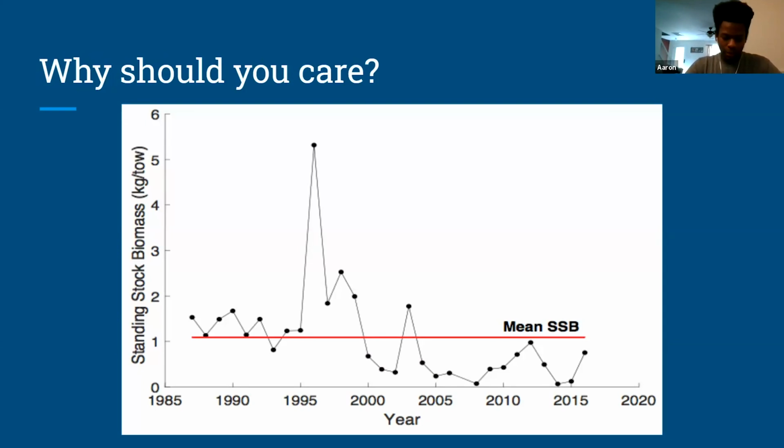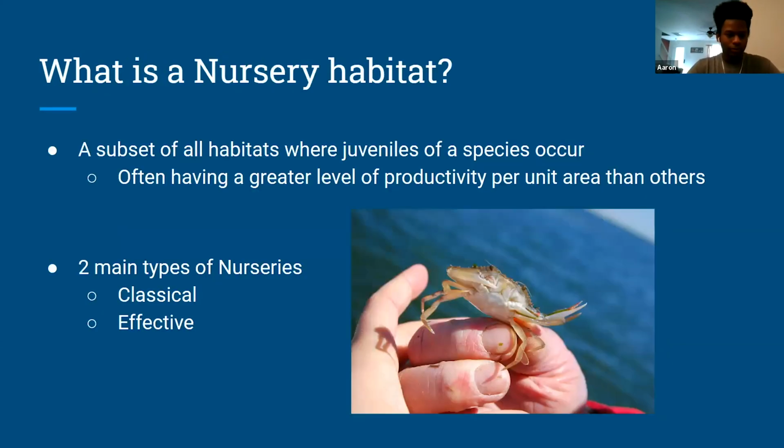And that's an issue. The big problem with that is we stopped overfishing. We made a bunch of different practice changes with fishing blue crab populations, and nothing changed. As you can see, we have never risen above that standing stock biomass again. So if we've done our part as much as we can, we've stopped overfishing, what's the issue? The problem might be looking at the nursery habitats for blue crabs.